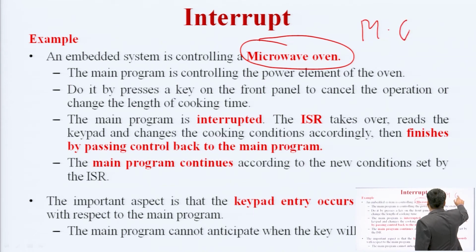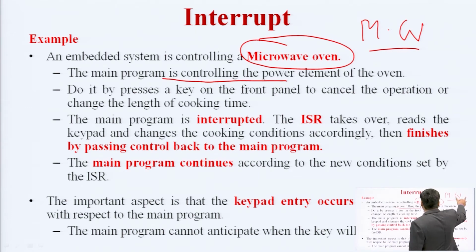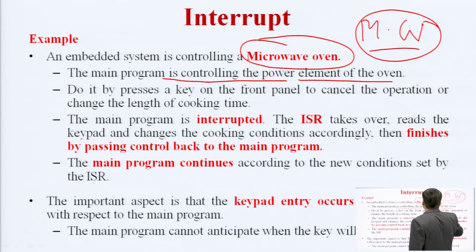What is the function of a microwave oven? To heat something, to provide heat to particular food, anything, etc. So what is the main program doing in our microwave system? It is controlling the power element of the oven. In any oven there is a power element that provides heat to the particular food. So the main program is to control the power element.